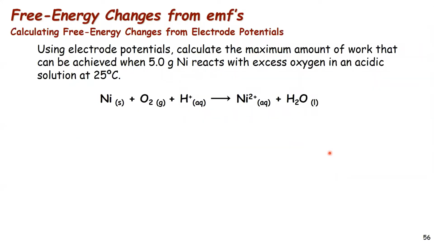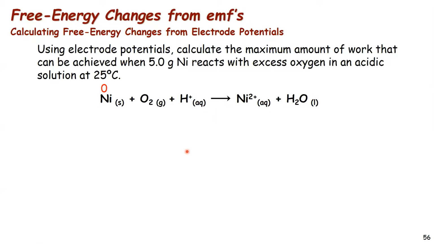So let's do an example. Using electrode potentials, we calculate the maximum amount of work that can be achieved when 5 grams of nickel reacts with excess oxygen in an acidic solution. So the nickel reacts with the oxygen in an acidic solution to produce nickel 2+ and water. So first thing we've got to do, of course, is determine n, the number of moles of electrons transferred, and we've got to calculate the cell potential.